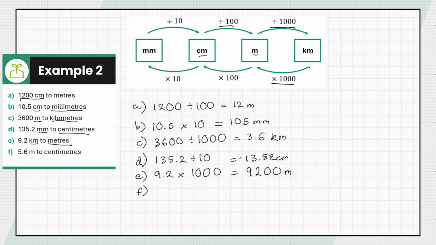And for F, we're going from meters to centimeters, so what we need to do is again multiply 5.6 times 100, and that just equals 560 centimeters.